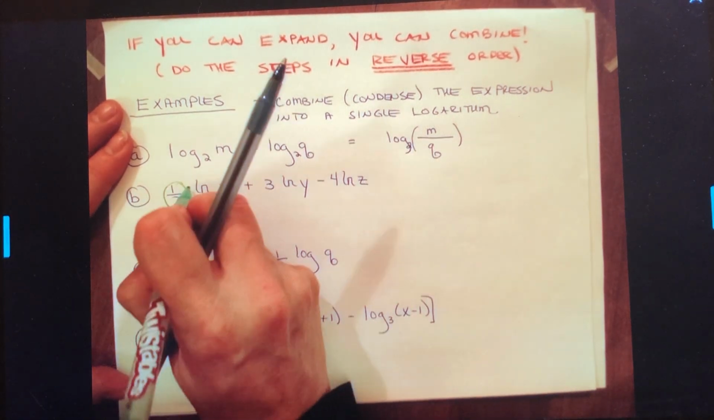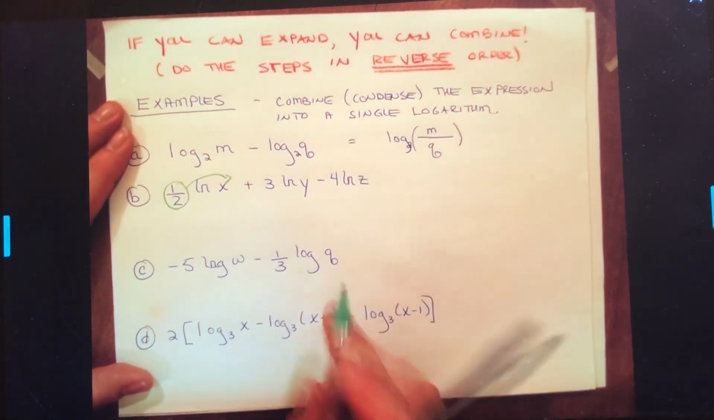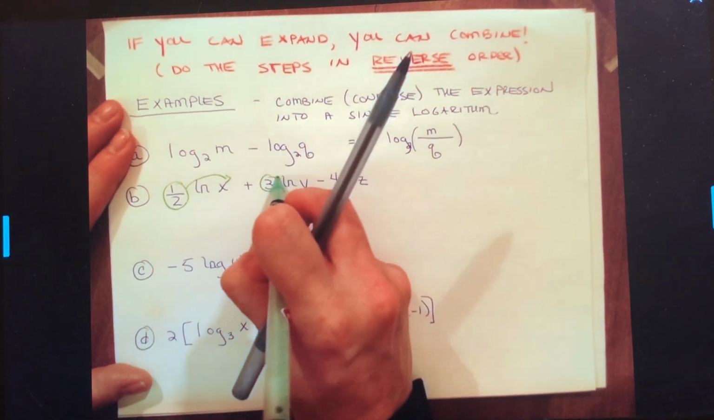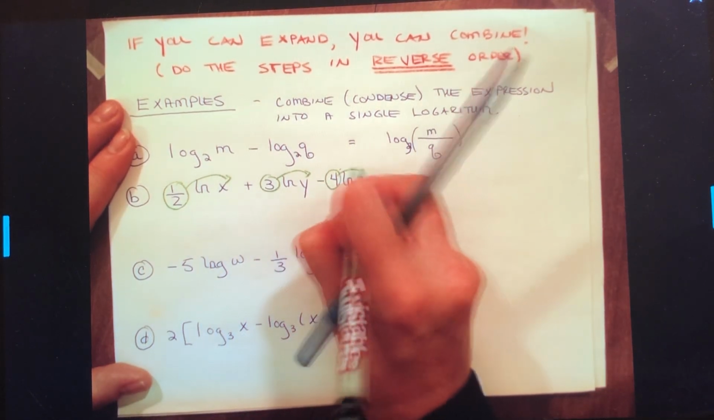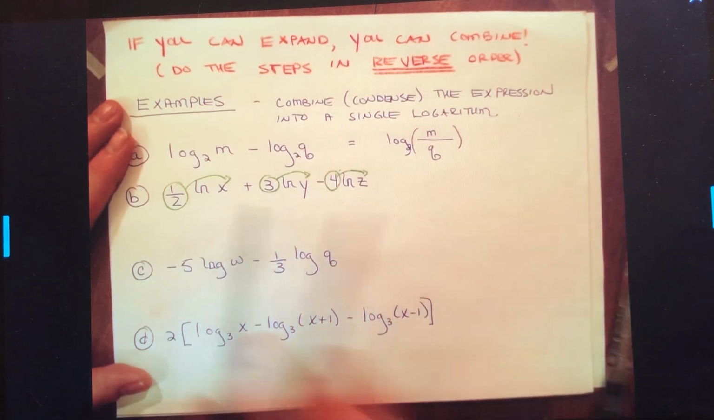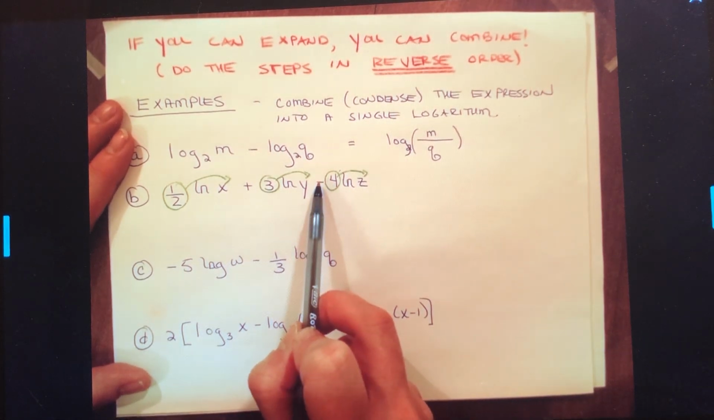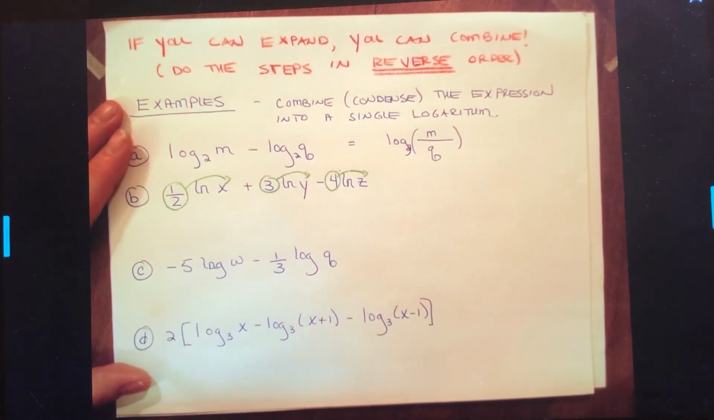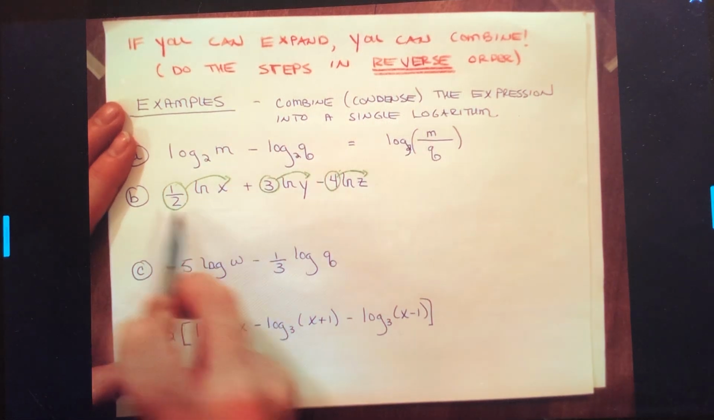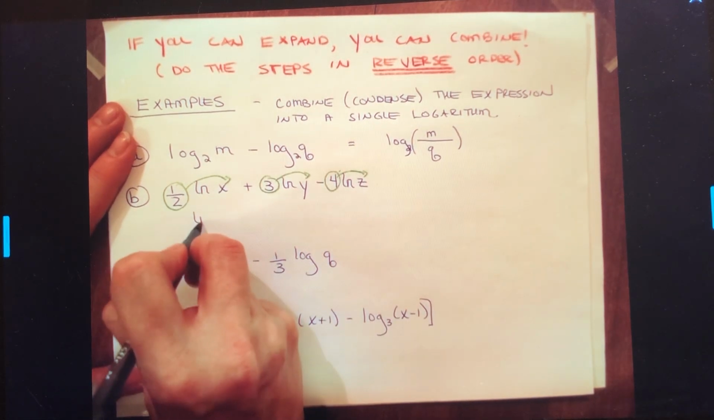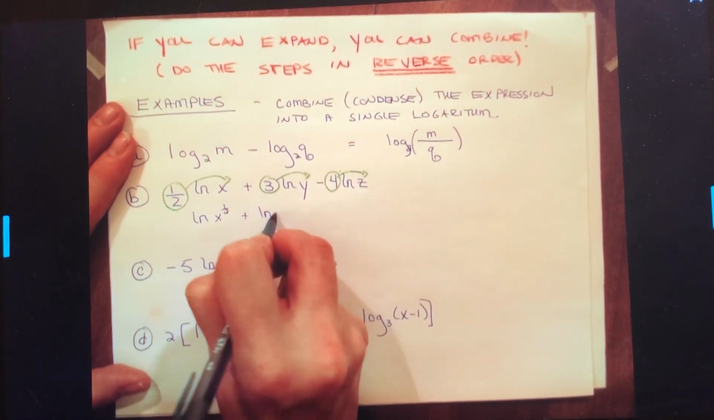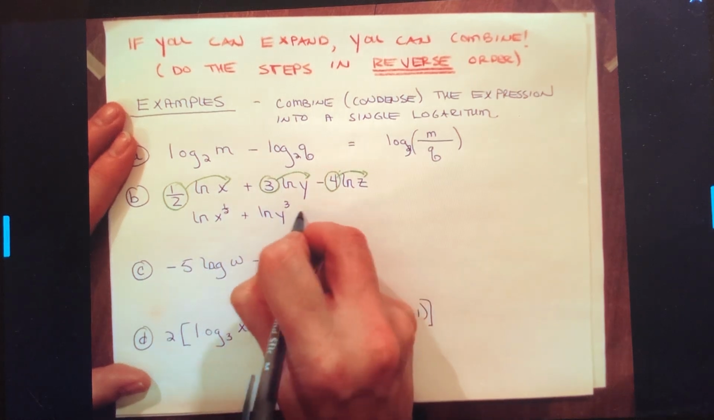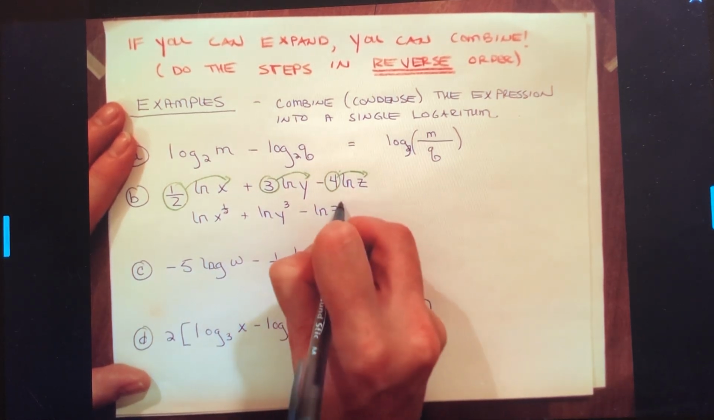So that's what we're going to do. We're going to take this 1/2, and it's going to pop up as an exponent on the x. We're going to take the 3 and pop it up as an exponent on the y, and then we're going to take the 4 and pop it up as an exponent on the z. Notice I didn't do anything with the negative sign. The negative sign stays there. That's going to indicate that this term is going to end up going to the bottom when we get ready to combine. So let's go ahead and rewrite this. That's going to be the natural log of x to the 1/2 plus the natural log of y cubed minus the natural log of z to the 4th.